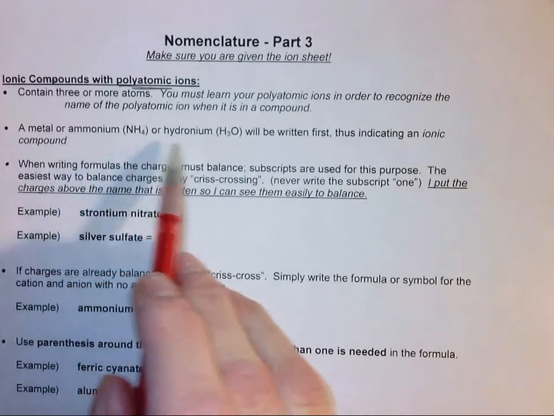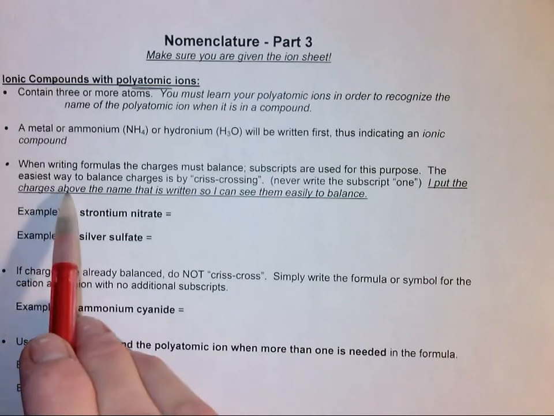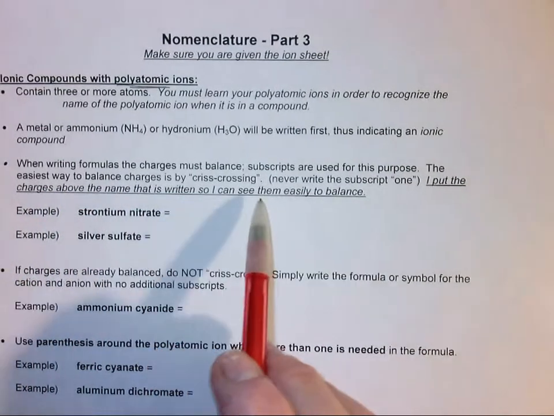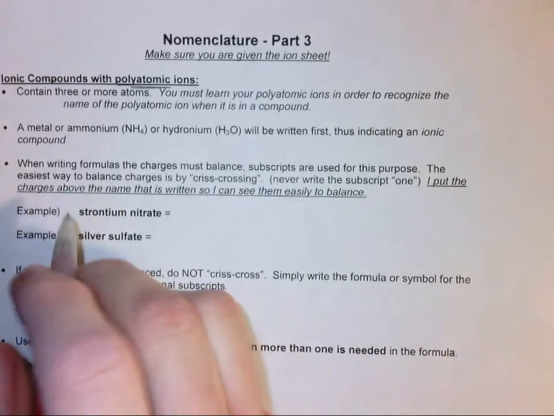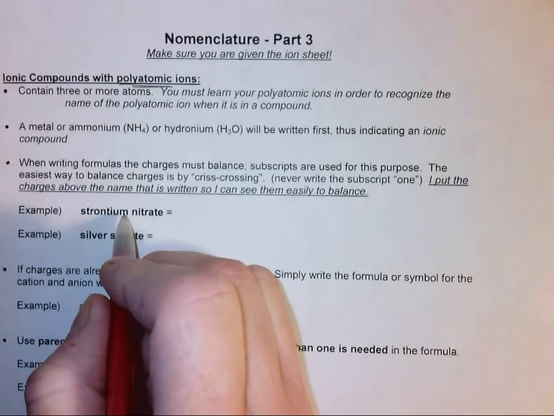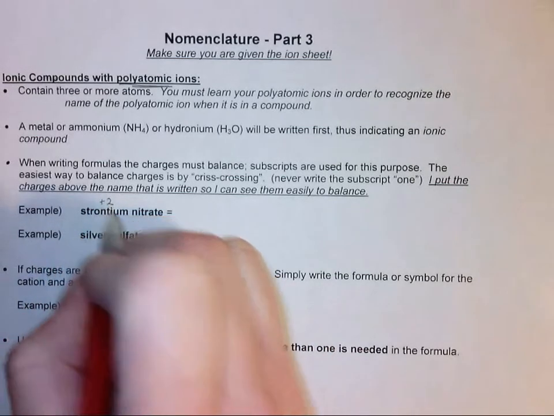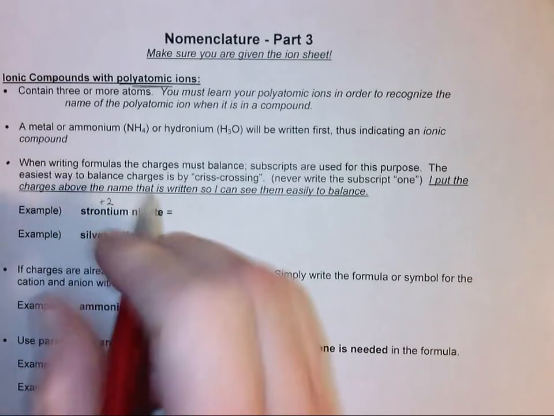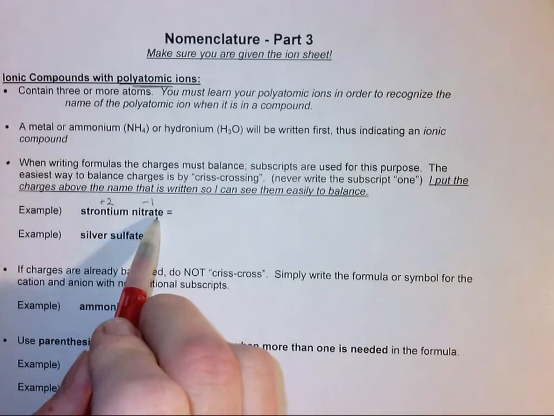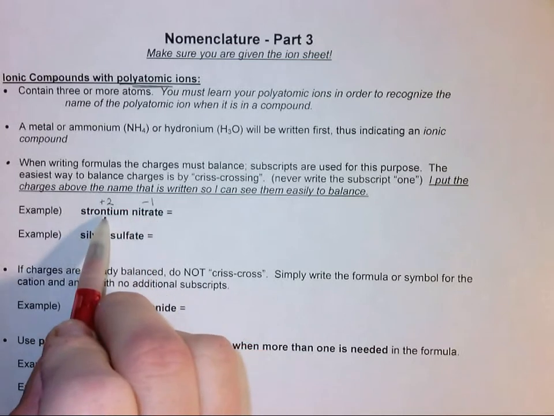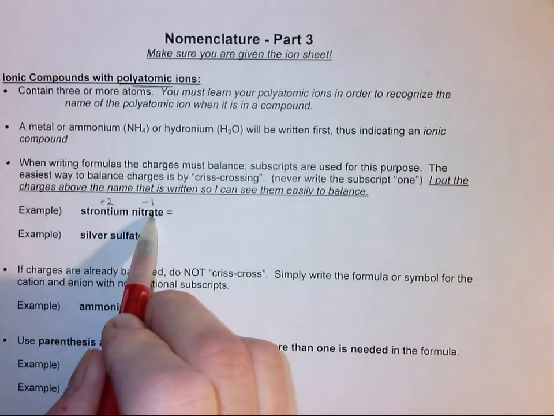Once again, a metal or ammonium or hydronium will be written first, thus indicating an ionic compound. When writing formulas, the charges must balance. Subscripts are used for this purpose. We're going to do the same thing we did in the earlier examples of ionic compounds. Put the charges above the name, +2 strontium, -1 nitrate. We need 2 nitrates in order to balance out this strontium. In order to do this, we use parentheses.